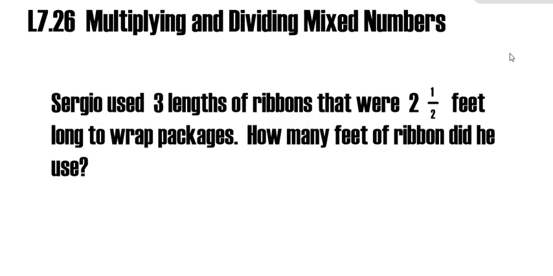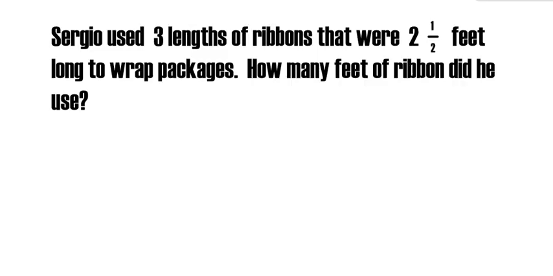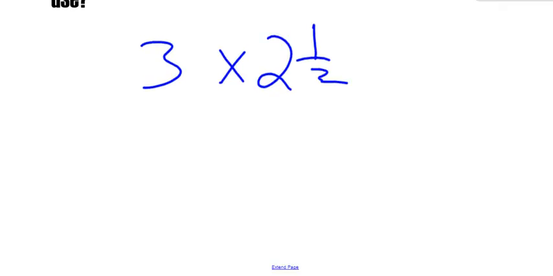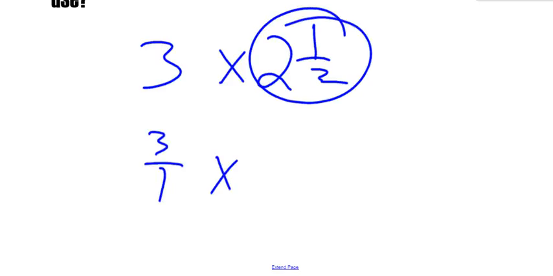All right, so he used 3 lengths of ribbon. Let's throw that down on our board. 3. All right, how long is each length? 2.5. Let's solve this. So how do we solve problems with mixed numbers? First of all, we've got to convert both of these into fractions that can be multiplied. So I'm going to take my 3, put it over 1, and then I'm going to take my mixed number and turn it into an improper fraction.